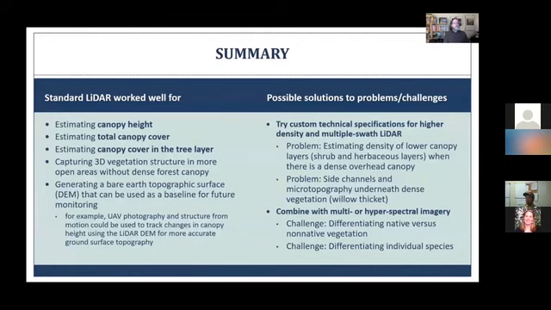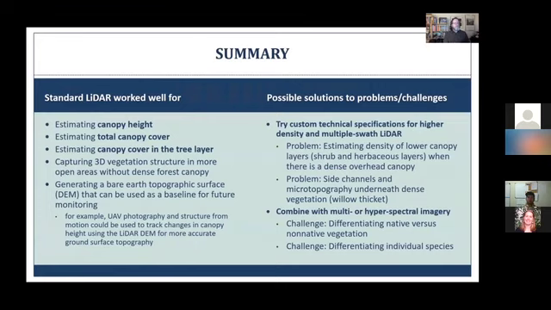So to summarize, our standard LiDAR approach worked well for estimating canopy height, estimating total canopy cover, and estimating cover in the tree layer itself. We can also use standard LiDAR for capturing 3D vegetation structure in the more open areas, but we definitely are having problems in the denser areas of riparian forest.